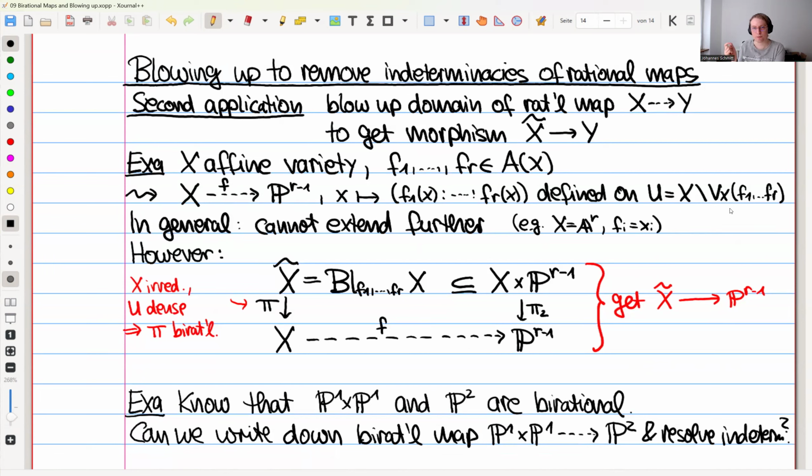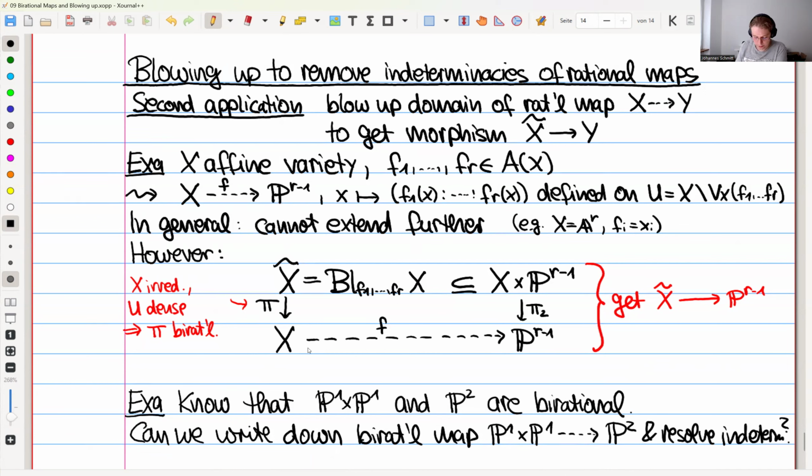The problem is that it really depends on how you approach this set, what your limit point in this P^(r-1) is. Intuitively, this already shows that you cannot really extend it over this point in a continuous way. However, we can still get an extension if we're willing to modify the domain of this map.